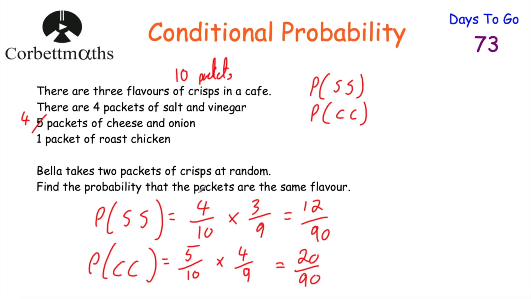So we're looking for the probability that the 2 packets are the same flavour. So that's salt and vinegar, or cheese and onion. So we want to add those 2 probabilities together. If we add those 2 probabilities together, we would get 32/90.